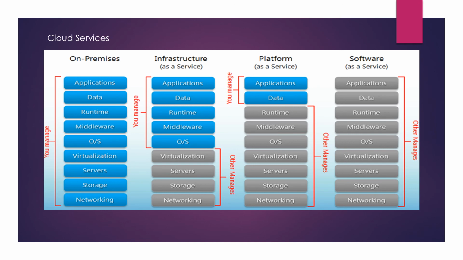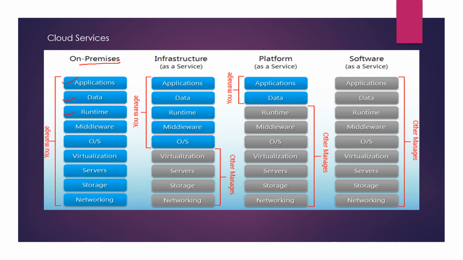Now let's talk about the cloud services. What are the cloud services? How many offerings do you get from your service provider? The first one is on-prem. On-prem means this data center is fully operated by you. You are going to manage your application, your data, runtime, middleware, operating system, virtualization, server, storage, and networking. It's end-to-end your CapEx and OpEx.